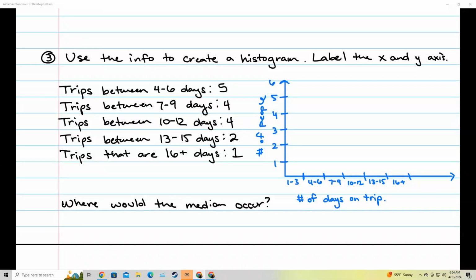All right, so let's go ahead and start creating this. Notice how well these things are labeled. I know the bottom means the number of days on the trip, and I know that the side means how many people actually went on that trip. Okay, so the first one said that there was 5 people that went on a 4 to 6 day trip. Here's the 4 to 6 day, and I need to go all the way up to 5. So I need to go that high. Remember, we're doing a histogram, so that means we're going to be doing rectangles. And my first rectangle needs to go all the way up to 5.